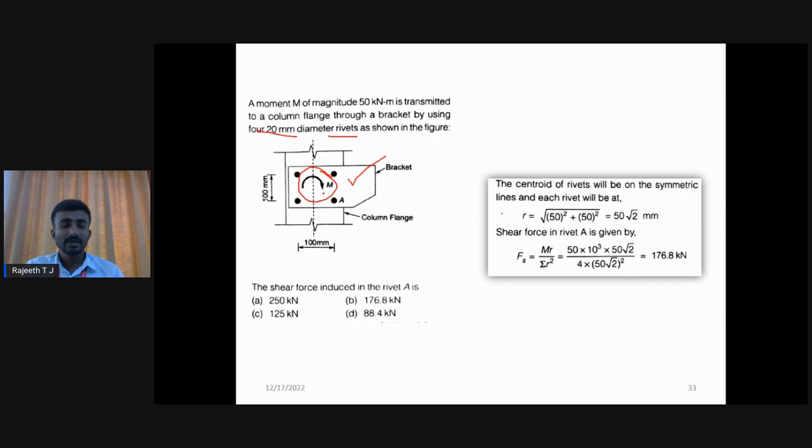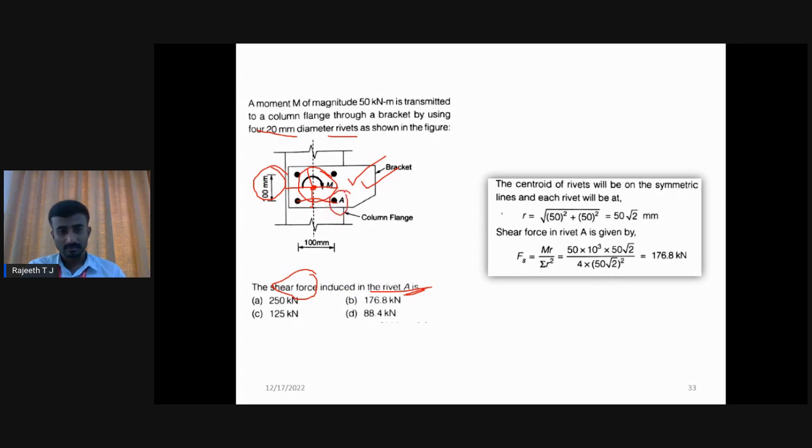Here they applied a clockwise moment of magnitude 50 kilonewton meter. This is your bracket placed. This is the distance between the two bolts. If you take this one as the center, from this center all the bolts are equally placed. Now what they want here is the shear force, or the force induced, in rivet A.